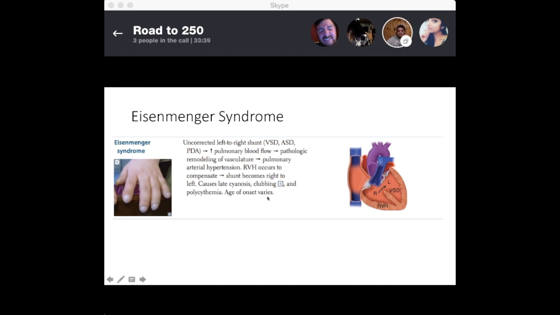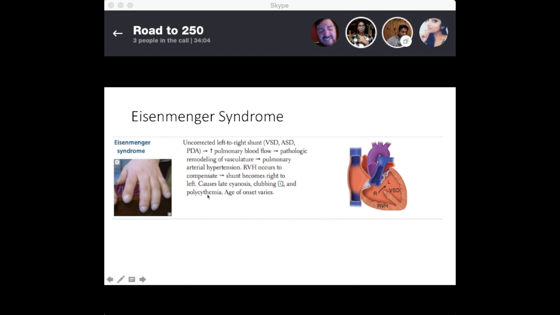So as we said earlier in the beginning, uncorrected left to right shunts can eventually lead to cyanosis and clubbing and polycythemia. So this is Eisenmenger syndrome, and that's increased pulmonary blood flow, which basically leads to a remodeling of the vasculature, causes your pulmonary arterial hypertension, which then causes right ventricular hypertrophy as a compensation mechanism. And that's what causes the shunt to go from right side to left side.